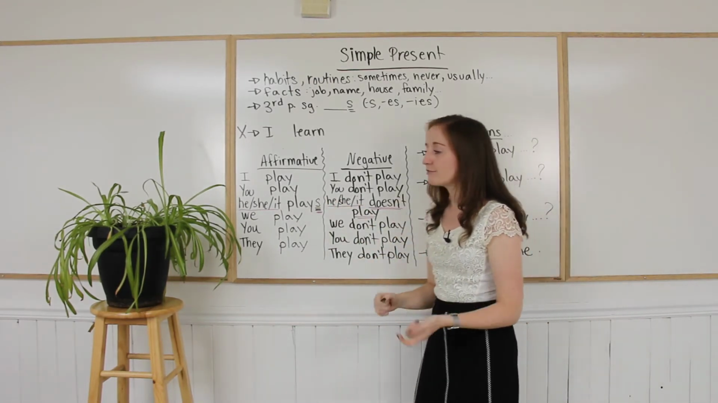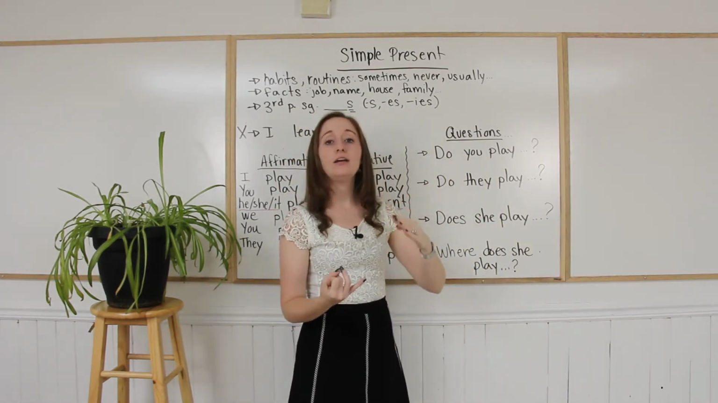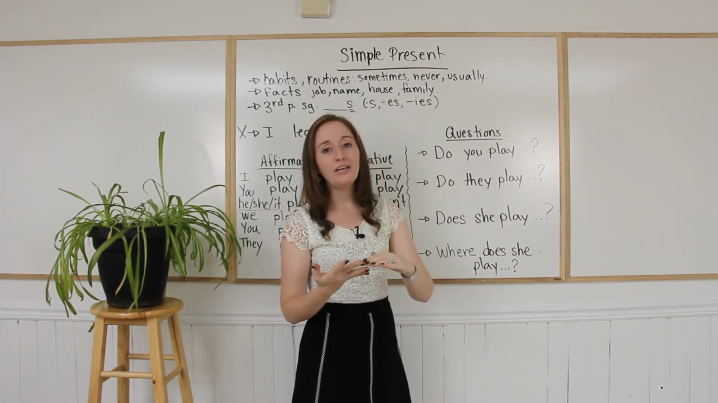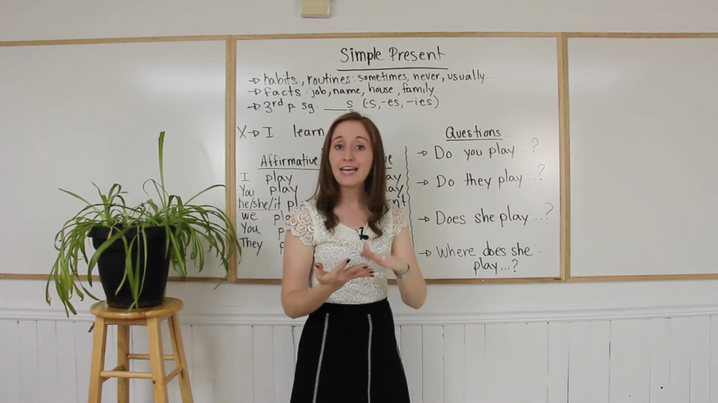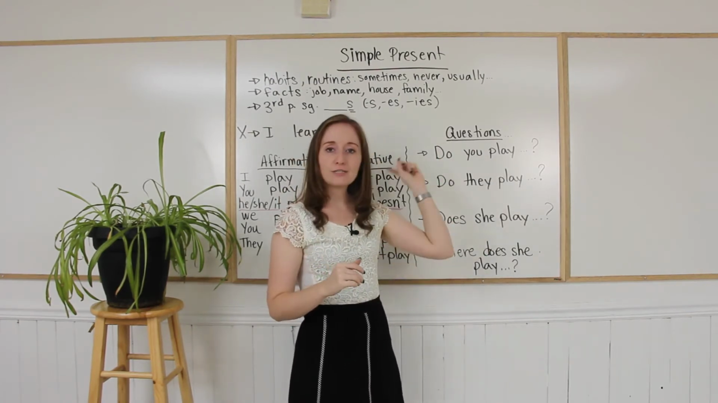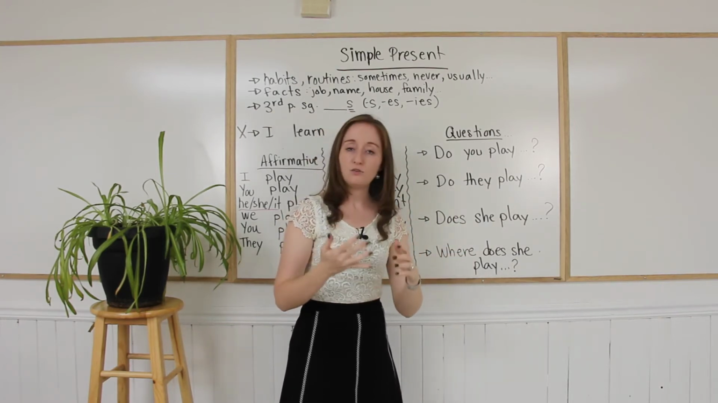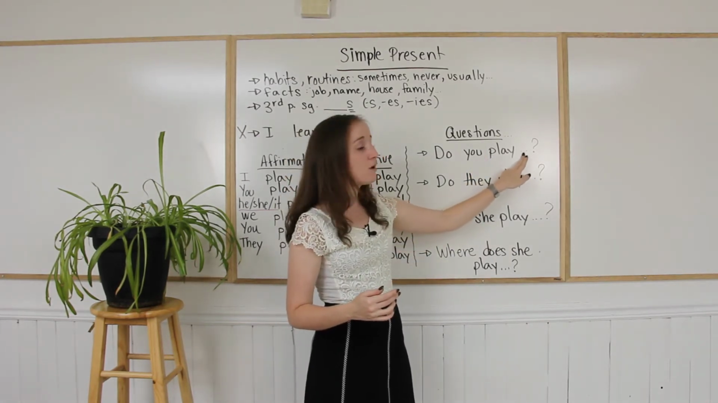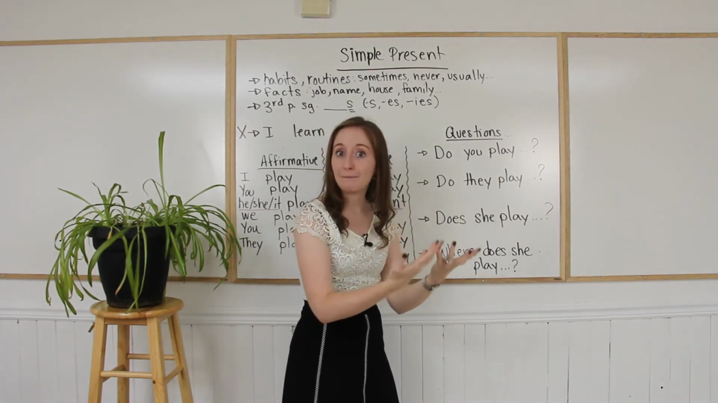Positive and negative. For the question structure, we also need an auxiliary, do or does. For the subject I, you, we, they, we use the auxiliary do, and for he, she, it, we use the auxiliary does. For the structure for simple present to create a question, you use your auxiliary, do or does, your subject, your verb, and then your extra information, maybe a preposition or a description or a place.